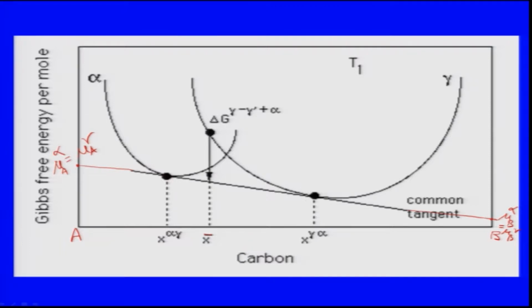Now, at any composition x bar shown here, the delta G difference between these two is given by this arrow. These two means what? Delta G of the gamma, which is higher value here, you can see here, and delta G of the mixture of alpha and gamma is given by this point, because this is the common tangent line. So, this is the difference, this is the driving force available for the transformation from gamma to alpha plus gamma. That will be discussed in detail, how to calculate delta G differences.